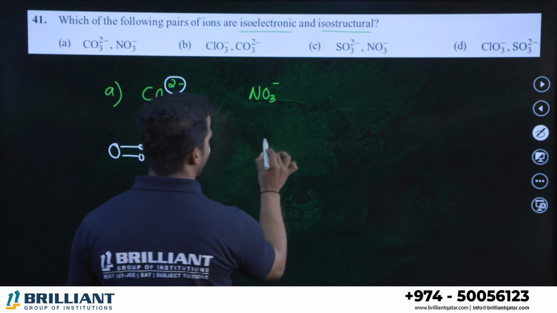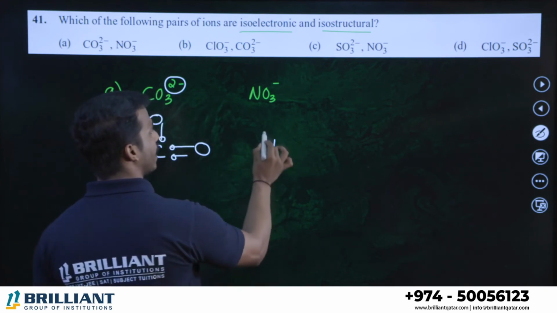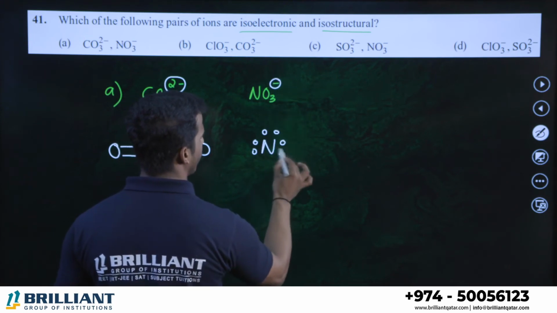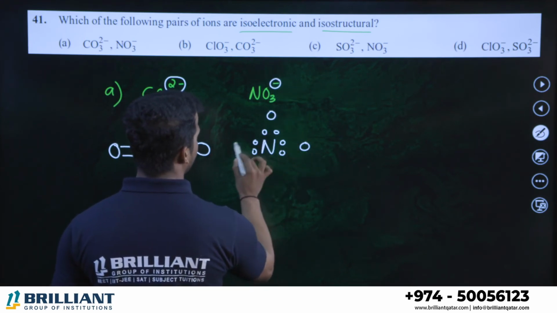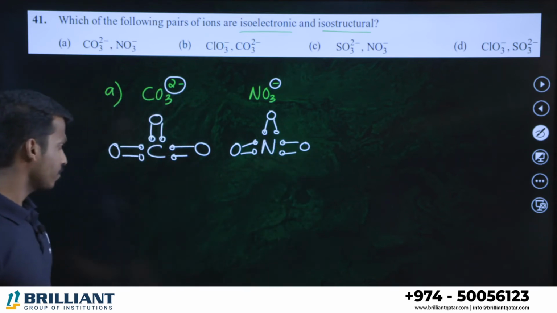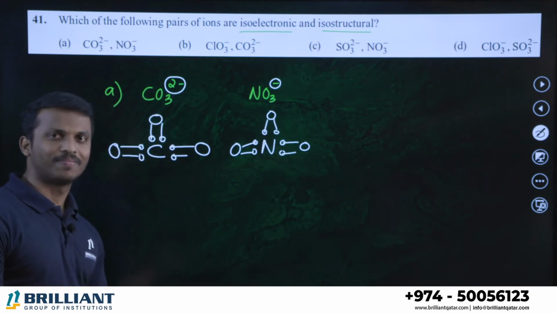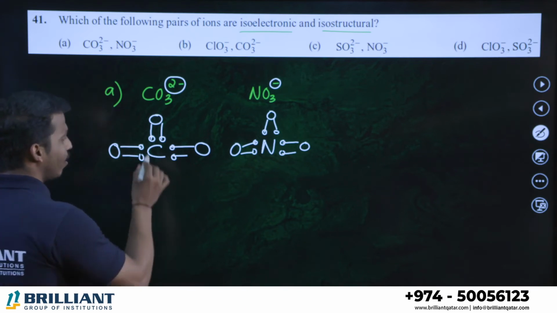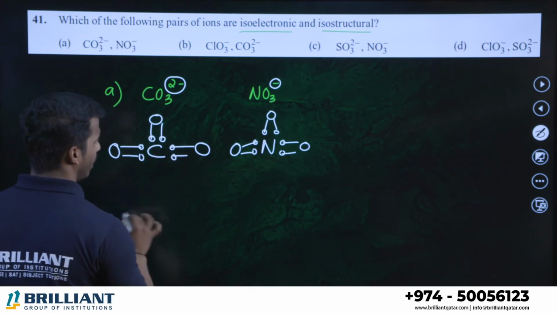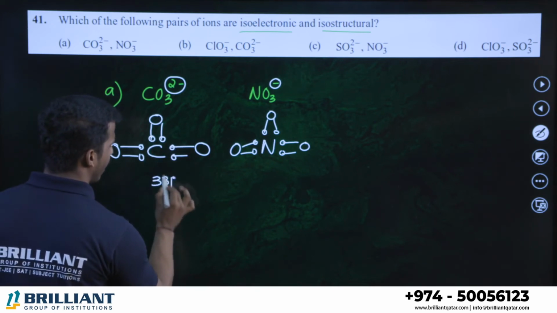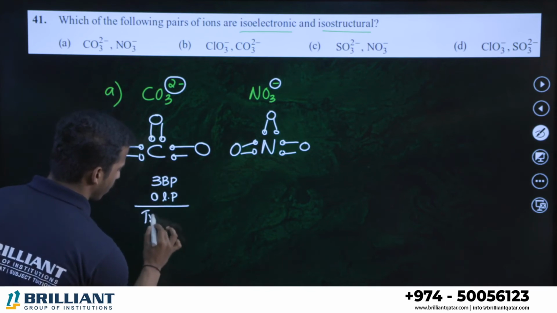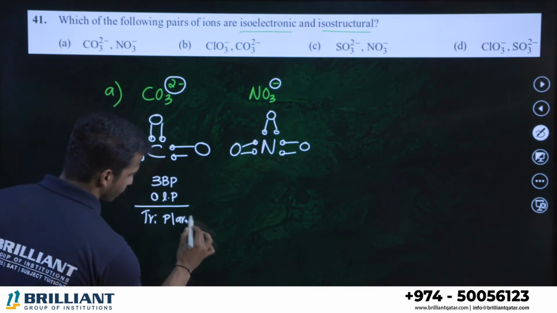NO3 minus, which is the central atom? Nitrogen. What is the valence electron count of nitrogen? 5. Can you see the negative charge? It means add 1 more electron. There are 3 oxygen atoms, and each oxygen needs 2 more electrons. Are you feeling it is the same system? Yes. Dear student, on the carbon there are 3 bond pairs and 0 lone pairs. So the structure is what? Trigonal planar.